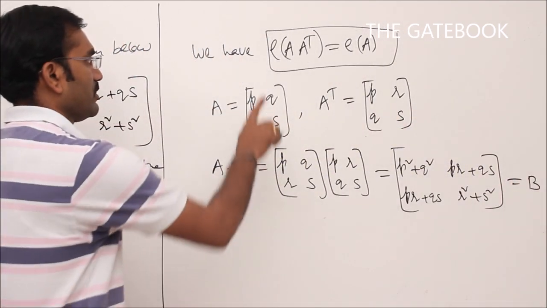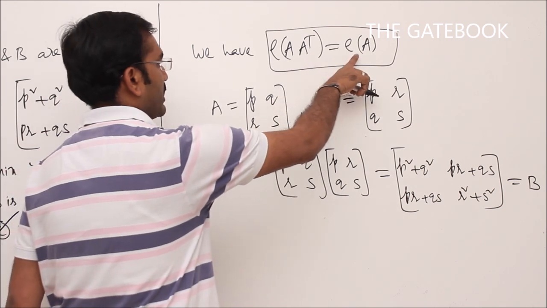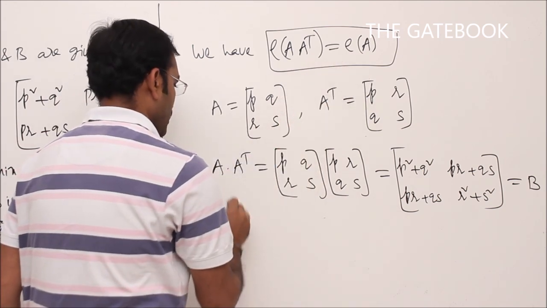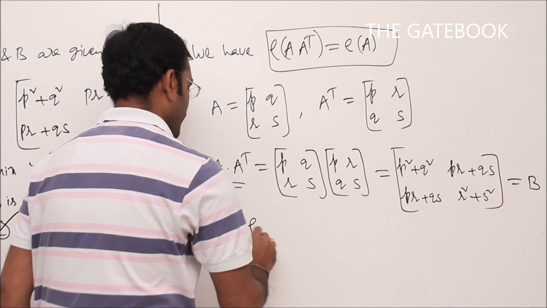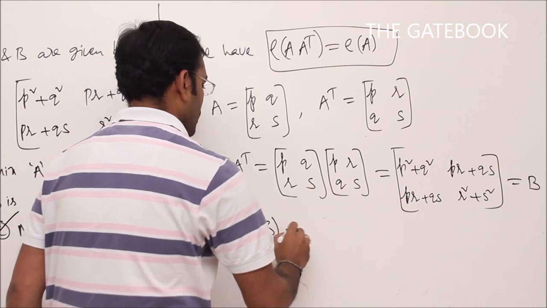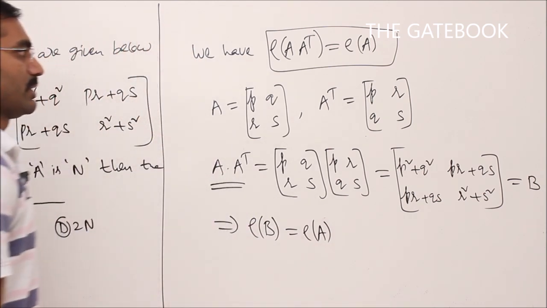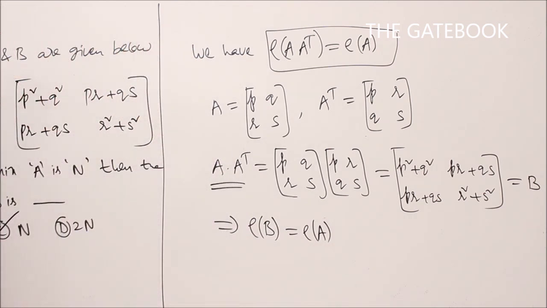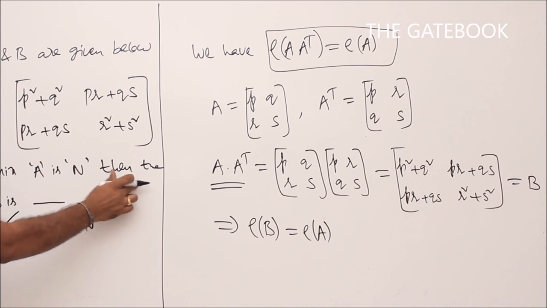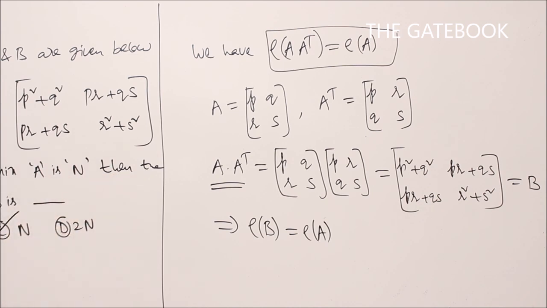So we know that rank of A into A transpose is equal to rank of A. So here A into A transpose is B. Therefore I can say that rank of B is equal to, in this case, rank of A. Given that rank of A is n, therefore I can say that rank of B is also n.